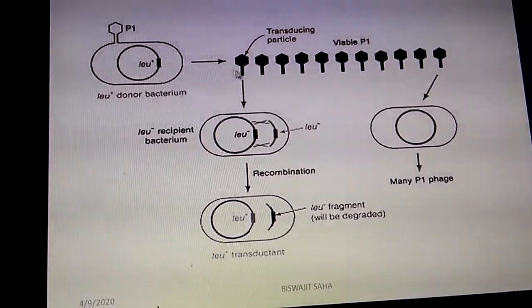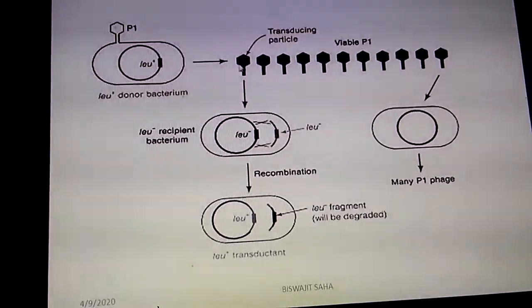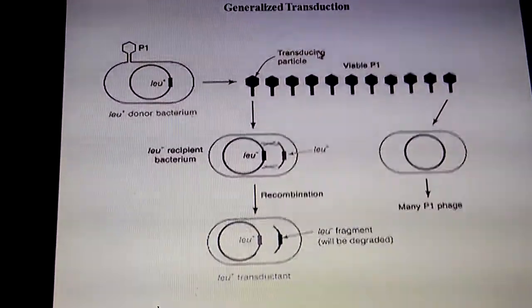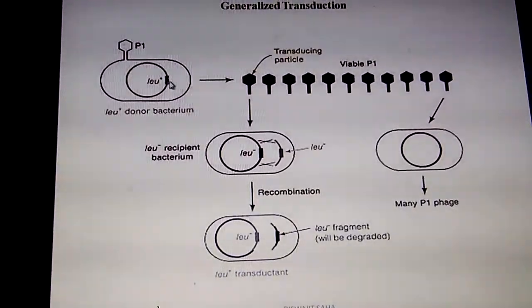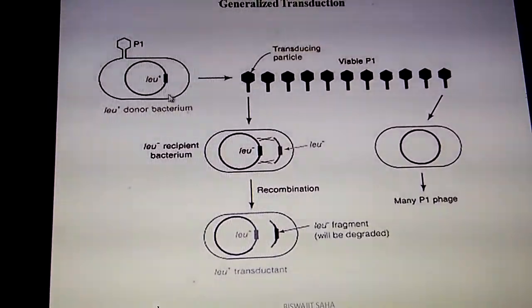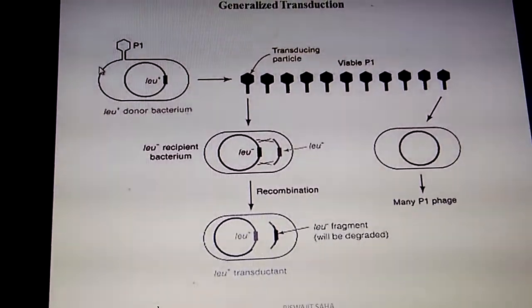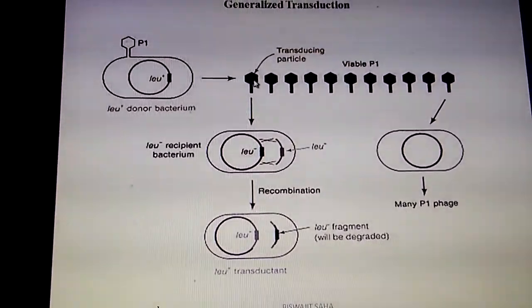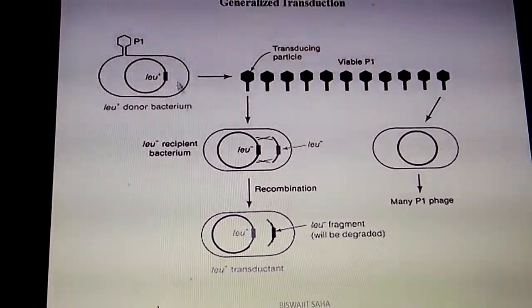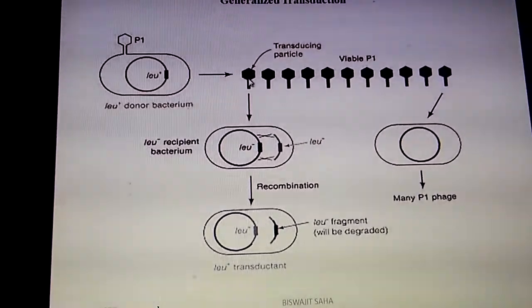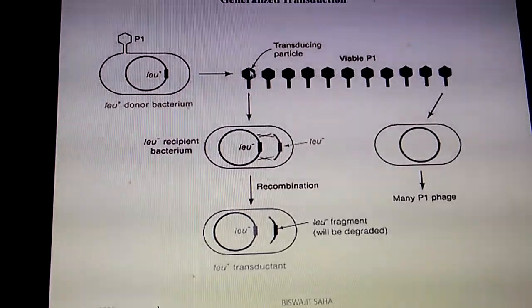In that case, a phage will be produced that is known as a generalized transducing particle. Why generalized? Why not specialized? Because the segment of DNA can come from any region of the bacterial chromosome. It is not essential that the leucine gene will come. Any other genes present in any other part can be taken by the phage particle. So consider a situation in which the donor bacteria was leu plus, and somehow a transducing particle is produced that carries the leu plus gene.